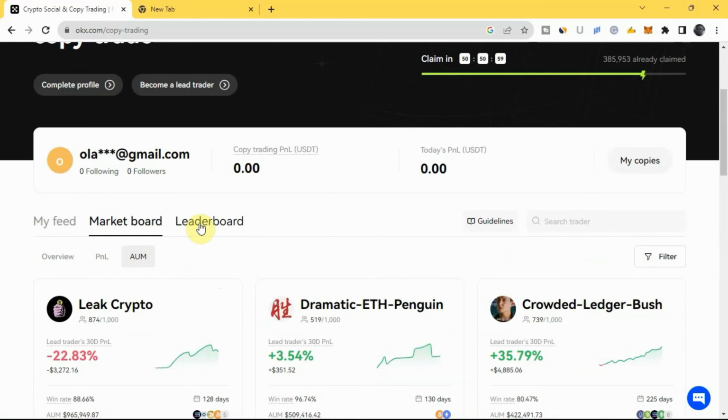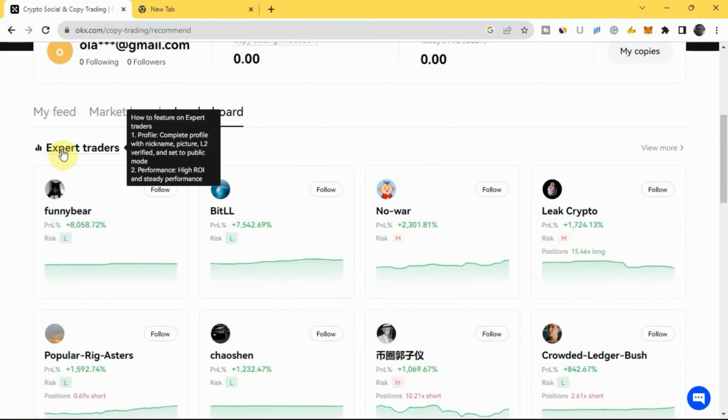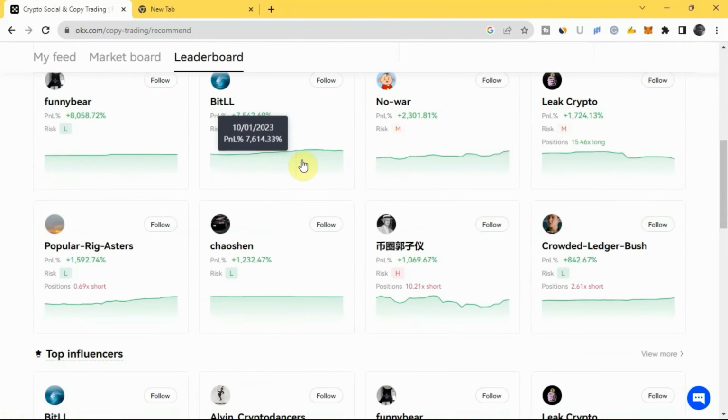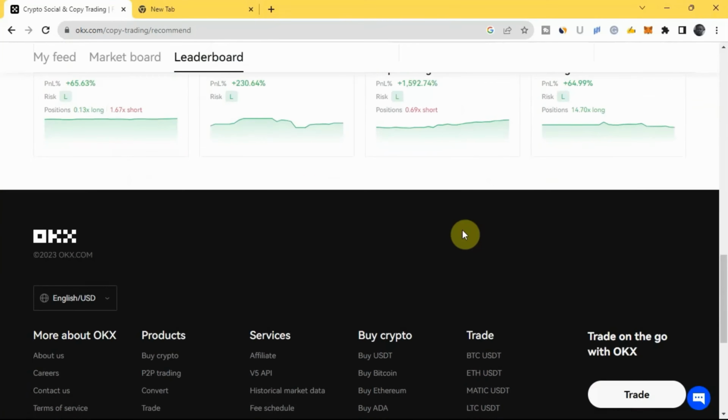Now, if you come right here to where you have leaderboard, you can see the first category is expert traders. So these are expert traders you can see on OKX. The next one is where you can see top influencers. These are top influencers on OKX you can find right here.